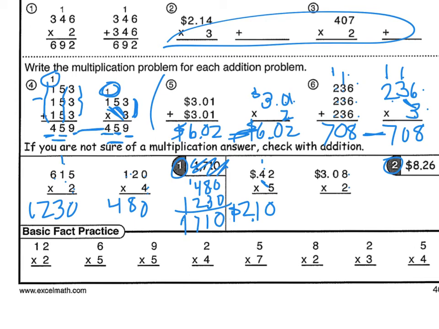8 times 2, 16. Regroup with the 1. 0 times 2 is 0. Plus 1 is 1. 3 times 2 is 6. Decimal point, dollar sign. Always put those dollar signs on there on money problems. Kids forget that constantly. It is tricky. Don't be that kid. Be the one that remembers how to do it. So I'm writing my amounts down, and I get 6, 2, and 8. Decimal point, dollar sign. Let's put a dollar sign up here as well.